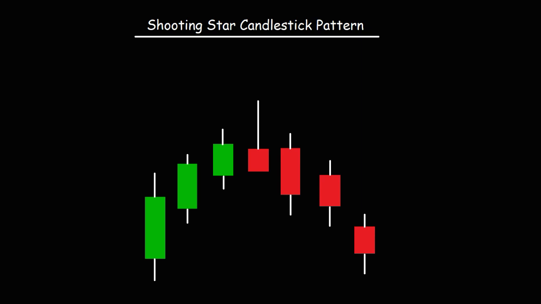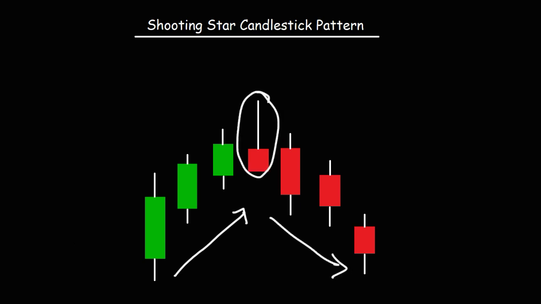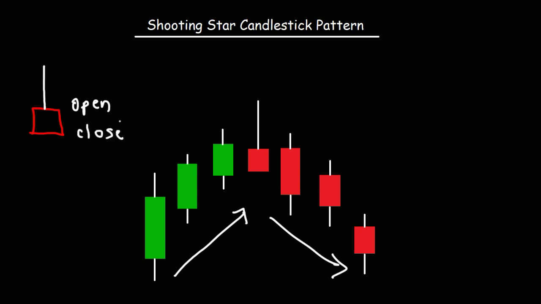Now, another candlestick pattern that I want to mention is the shooting star candlestick pattern, because this pattern indicates another trend reversal. In this example, first we have an uptrend followed by a downtrend, and here is the shooting star candlestick. So let's see if we can derive the story behind this one. Because we're dealing with a red candlestick, the open is higher than the close. This is the high of the day, and the close is the same as the low of the day.